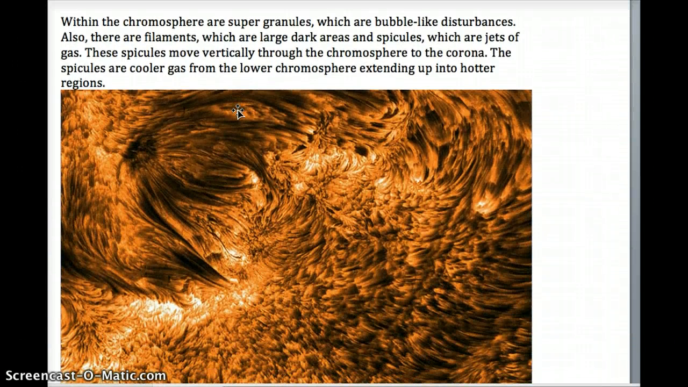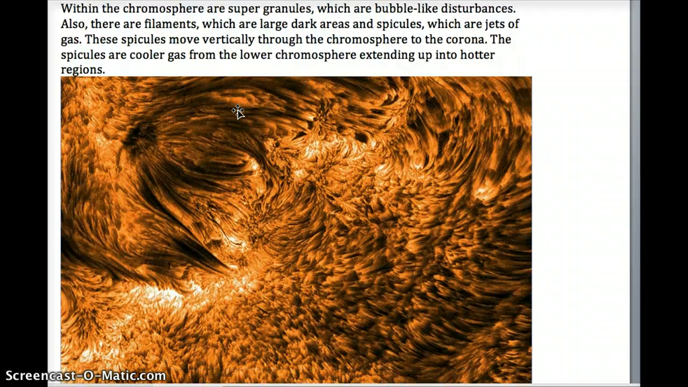Within the chromosphere are supergranules, which are bubble-like disturbances. Also, there are filaments, which are large dark areas, and spicules, which are jets of gas. These spicules move vertically through the chromosphere to the corona. The spicules are cooler gas from the lower chromosphere extending up into the hotter regions.